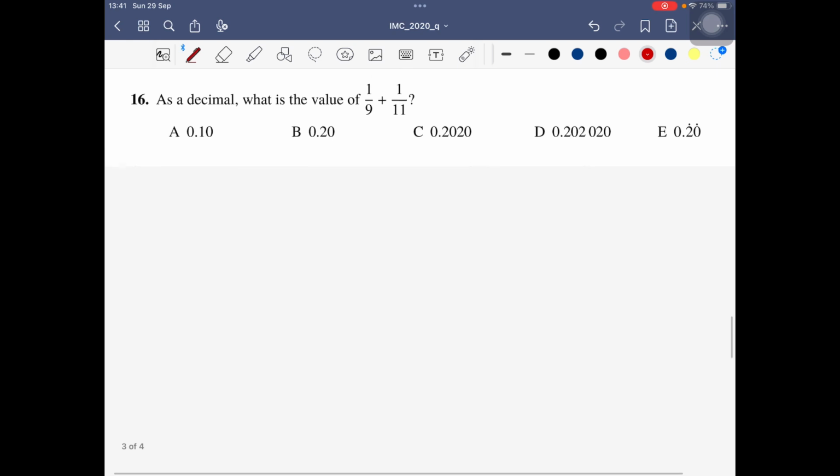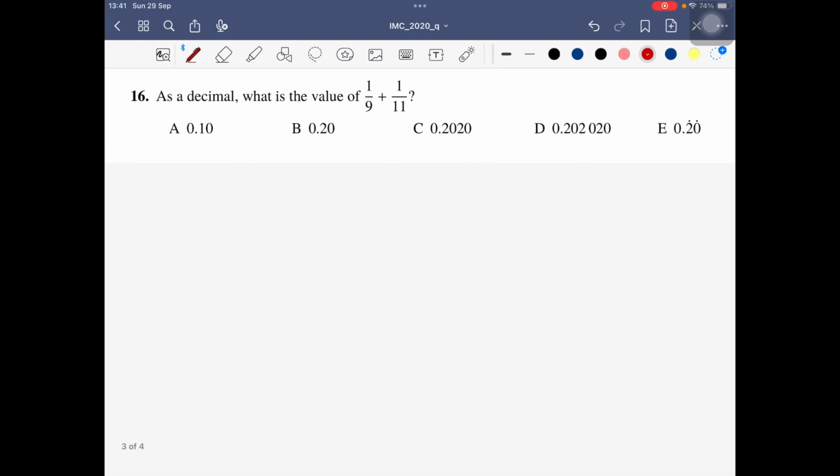Number 16, 1 over 9 plus 1 over 11. It's easy to add them together: 11 plus 9, so 20 over 99. But it's not very easy to figure out what this number is. So actually, this cannot be the answer. It can be only answer E, because this is the simplest form, 20 over 99.